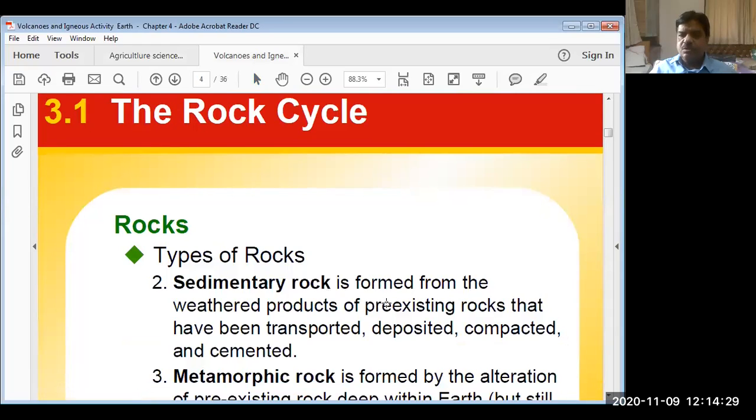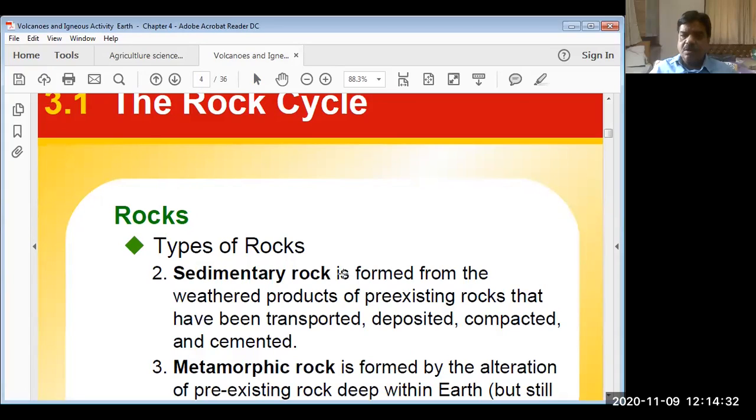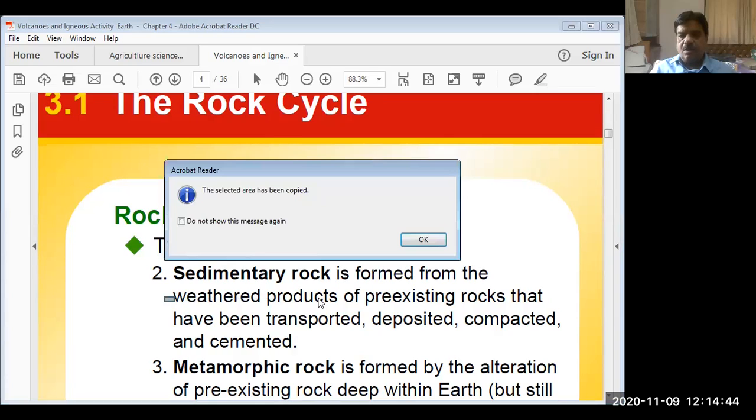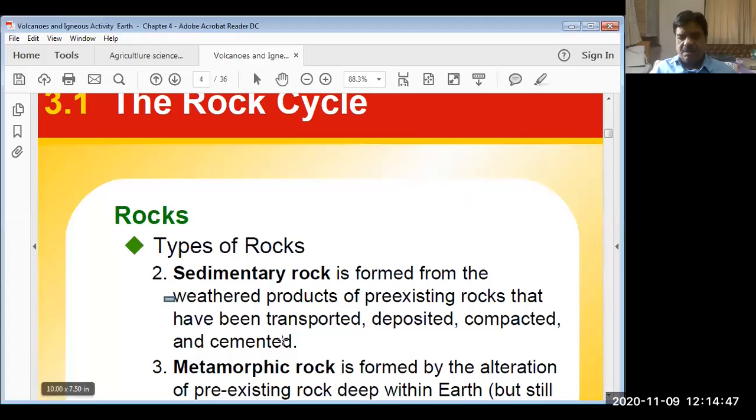The second is sedimentary rock. Now this sedimentary rock is formed from the weathered products of pre-existing rock that have been transported, deposited, compacted, and cemented. Means what? First igneous rock is formed, and due to the effect of climatic factors like rainfall, temperature, cold, precipitation, fog, because of the effects of all these climatic factors, igneous rock turns into sedimentary rock.